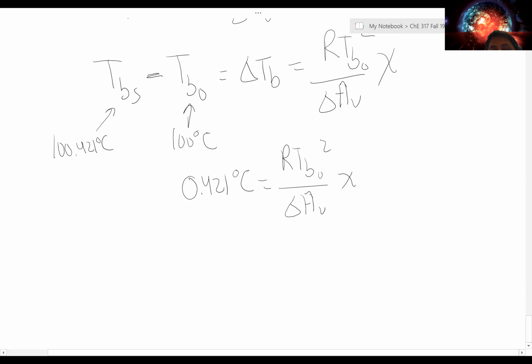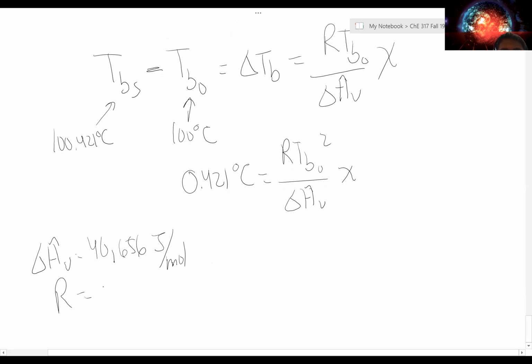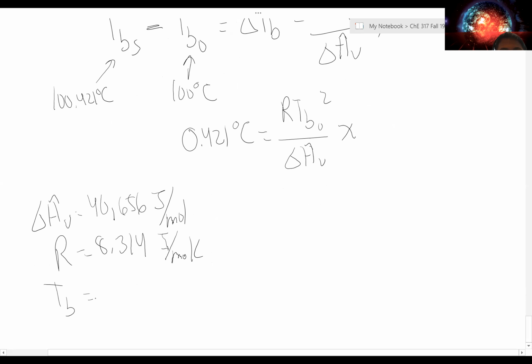Well, the enthalpy of vaporization of water is approximately 40,656 joules per mole. R is 8.314 joules per mole Kelvin. And we already said what the normal boiling point of water is, 100 degrees C, or 373 Kelvin. So what we can do is use this expression to solve for a mole fraction.